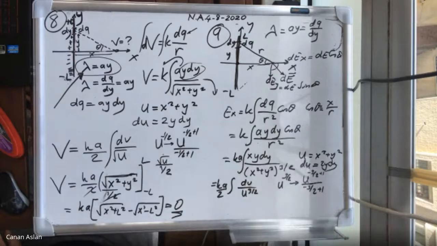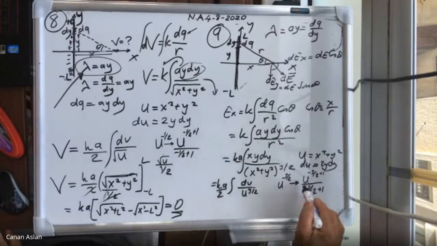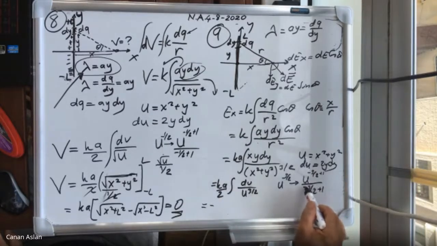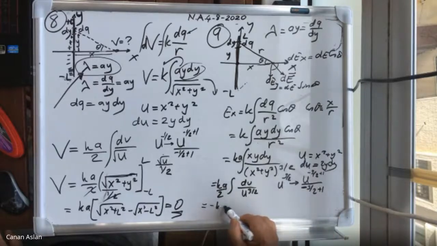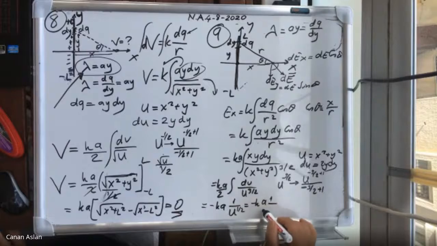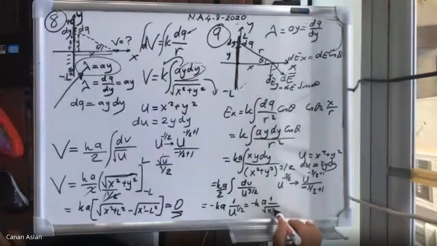But minus 3 over 2 plus 1 is just minus 1 over 2, so u to the minus 1 over 2. The 2's will cancel, but you will need a minus sign coming from the denominator. So it is minus k a, 1 over u to the power of 1/2, or square root of u, and then it's equal to minus k a times 1 over the square root of x squared plus y squared.